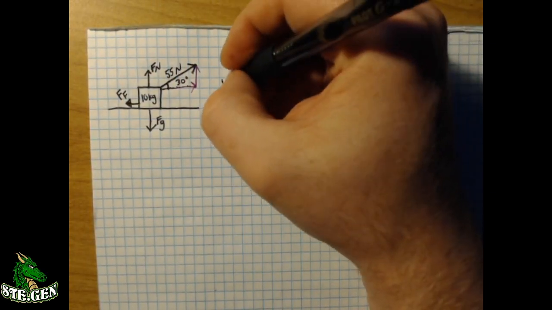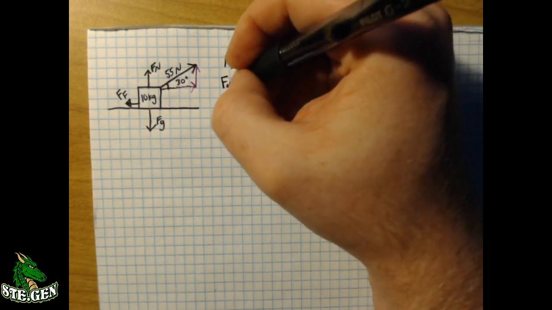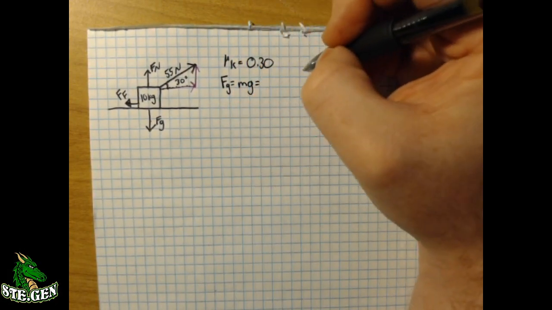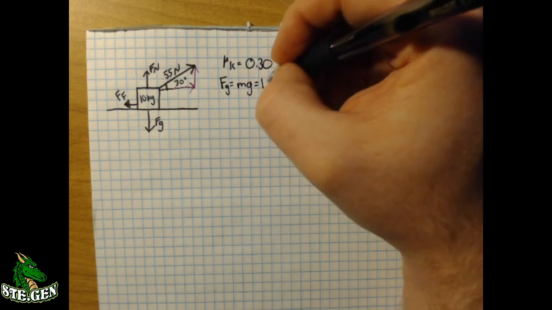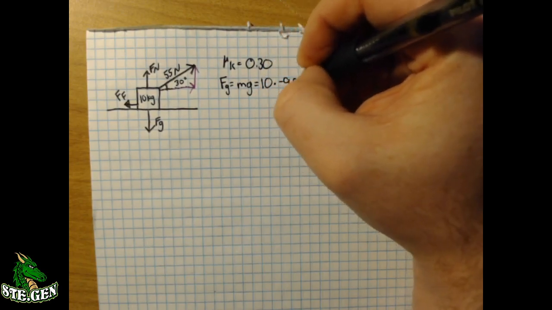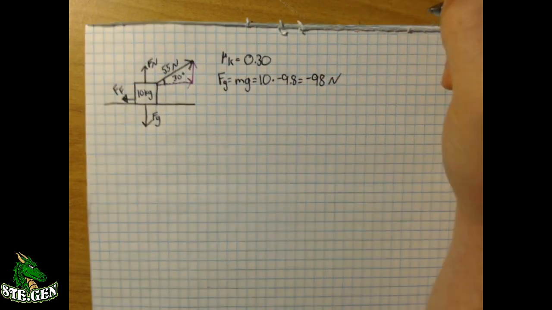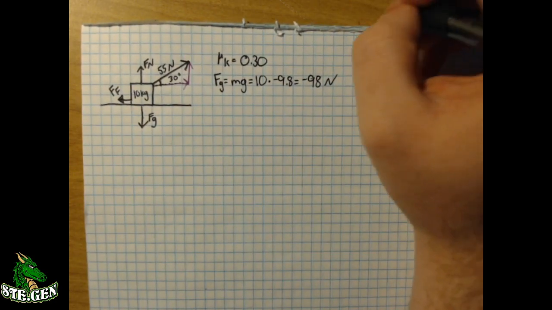So let's go ahead and list out what we've got. Force of gravity, we know that. Force of gravity is just equal to m times g. Our mass in this case is 10. Gravity is negative 9.8. As usual, we've got our negative 98 newtons, which has become a common theme in this one.